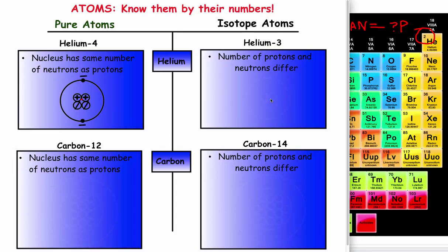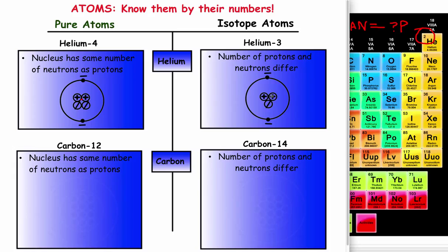Okay, so I think you're back now. Let's take a look at what this atom would look like. So this particular atom, there are the 2 protons. We know it's got 2 protons because it's helium. If it didn't have 2 protons, it wouldn't be helium. It'd be some other atom.